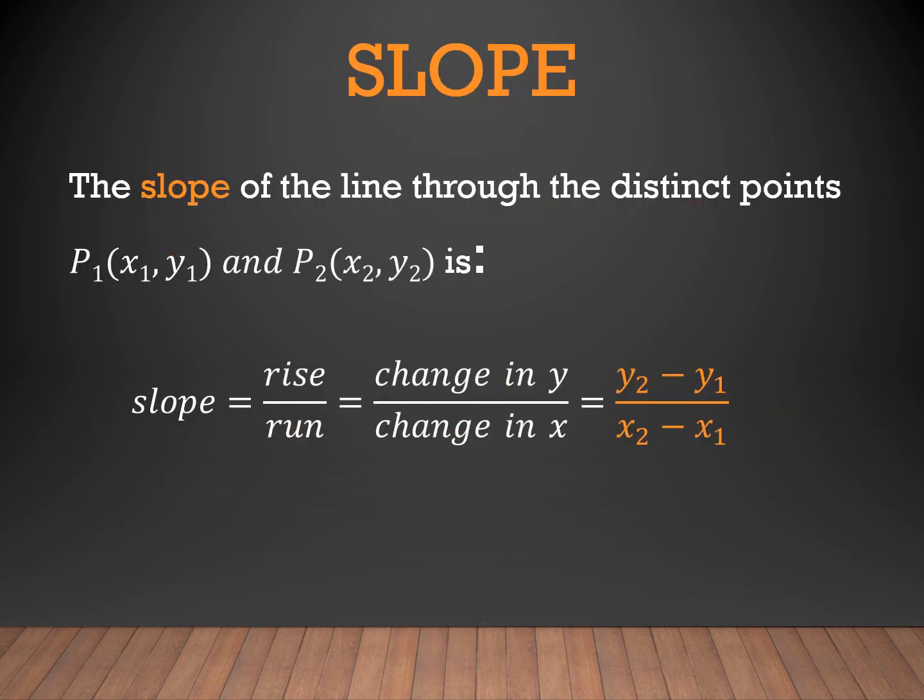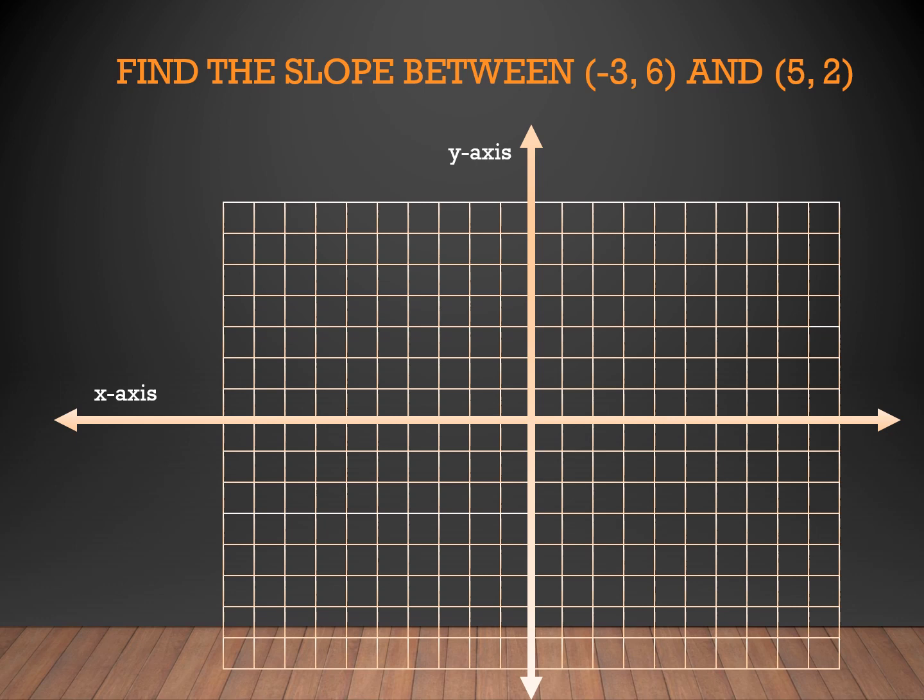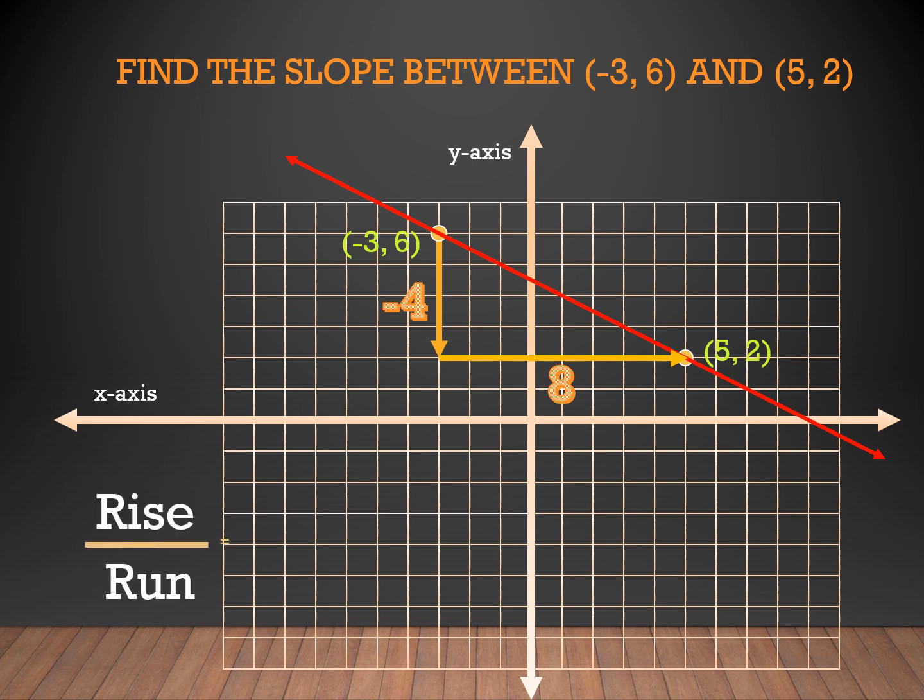Now we have a formula for the slope, the rise over the run, or y2 minus y1 over x2 minus x1. Keep in mind, x1, y1, x2, y2 are the coordinates of the 2 points given. So we have 2 points and we need to find the slope. First we're going to graph the 2 points. Now we know the slope is the rise over the run. So we're going down by 4 units, that's -4, and we're going to the right by 8 units, that's 8. Therefore, the slope is -half.